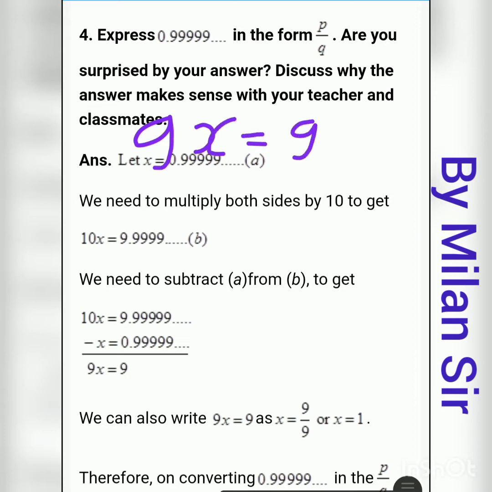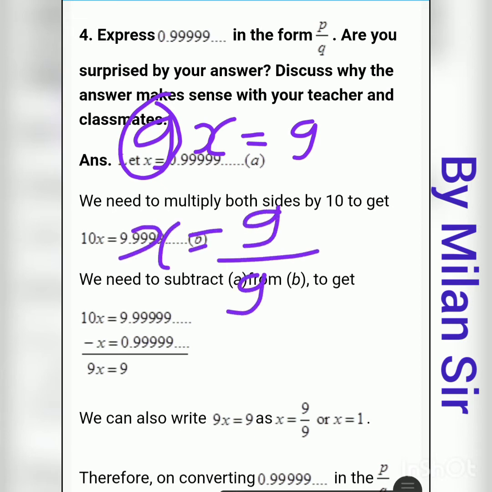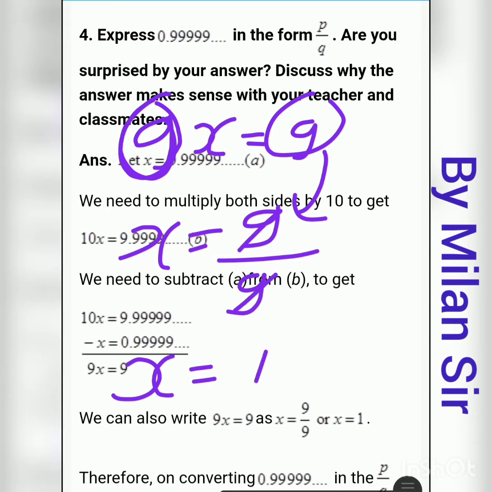Now for finding the value of x, we need to transfer this 9 to the right hand side. It goes to the denominator, so divide by 9. Now x is equal to 9 divided by 9, so x is equal to 1.